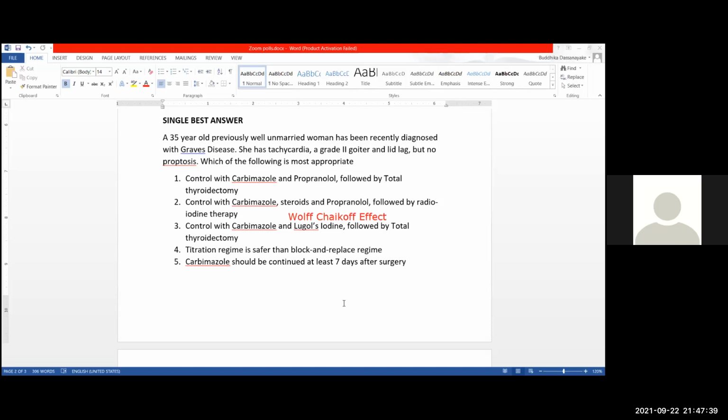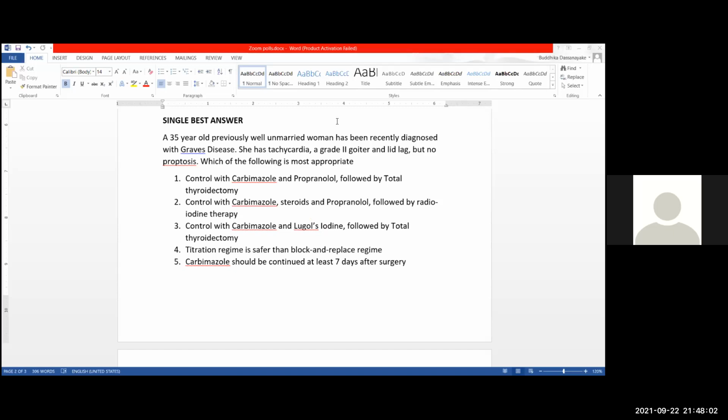If you give iodine more or again, it's unlikely to work a second time. So we really don't know why that happens, but it's called the Wolff-Chaikoff effect, right? And we use this to our advantage when we are trying to operate on a patient who has hyperthyroidism, which is not responding to medical therapy.